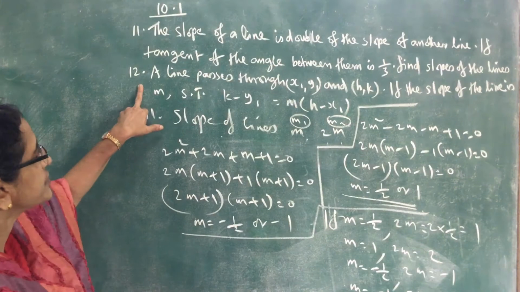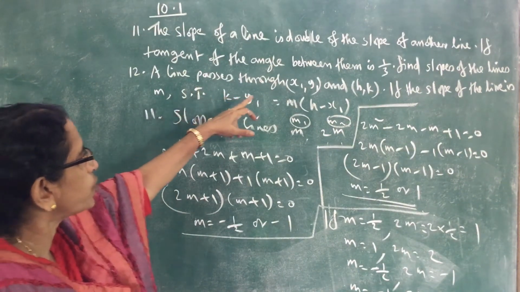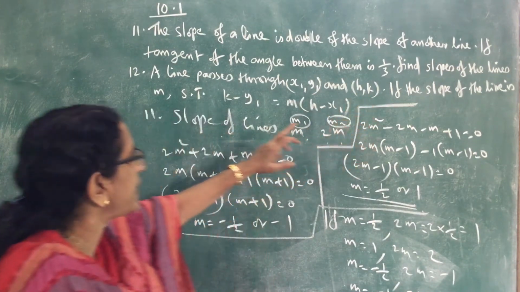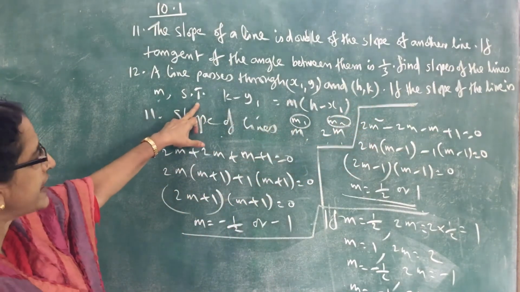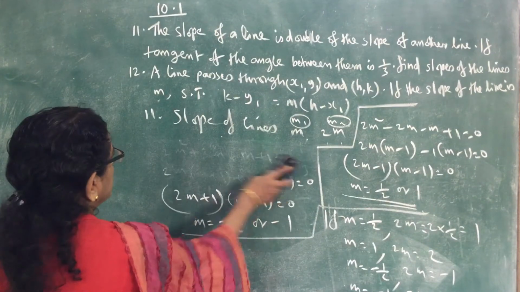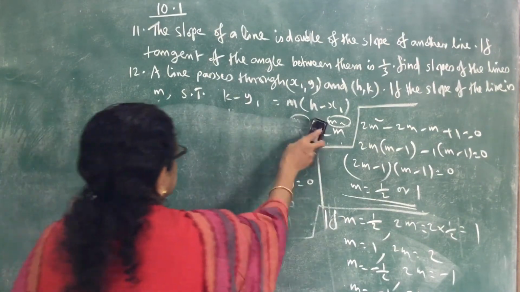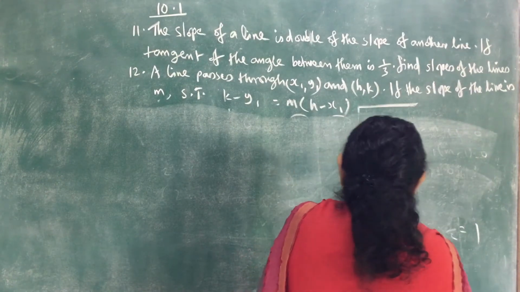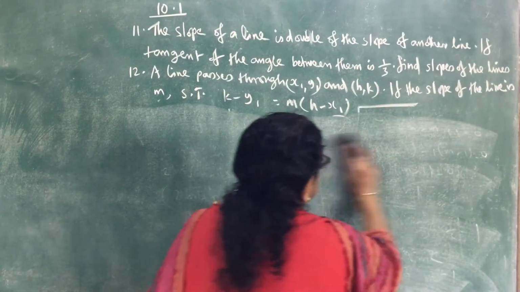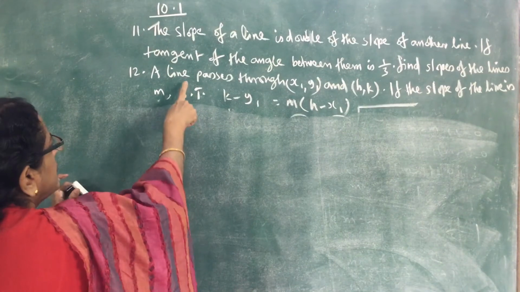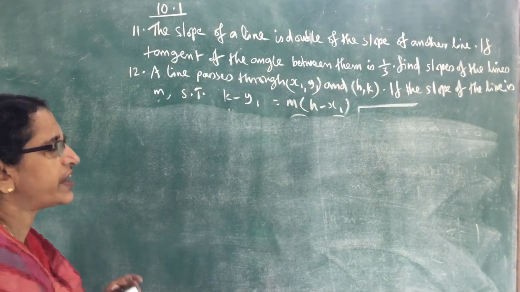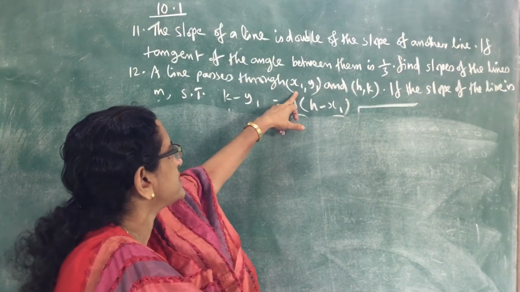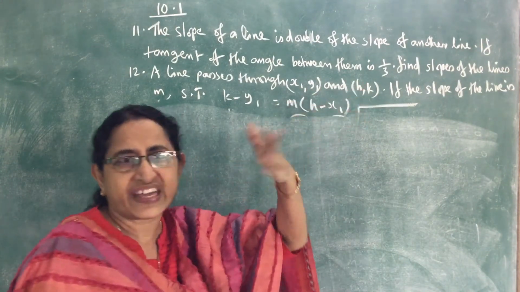Now consider the 12th one. A line passes through x1, y1 and h, k. If the slope of the line is m, show that k minus y1 equal to m into h minus x1. A line passes through x1, y1 and h, k. So what is the slope of the line passing through two given points x1, y1 and x2, y2? We can apply the formula.